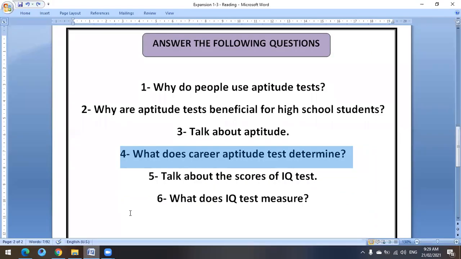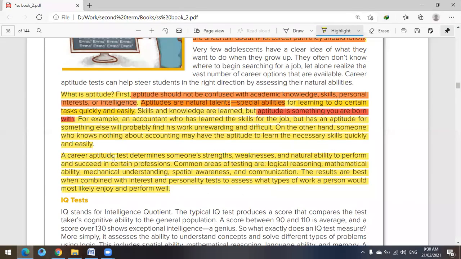Okay, this is the question. What does career aptitude test determine? What answer paragraph? Third or the fourth paragraph with us. It's the first sentence in the paragraph. You can read it, you can find it clearly, you can find it easily. What does career aptitude test determine? Can I answer? Okay, go ahead.